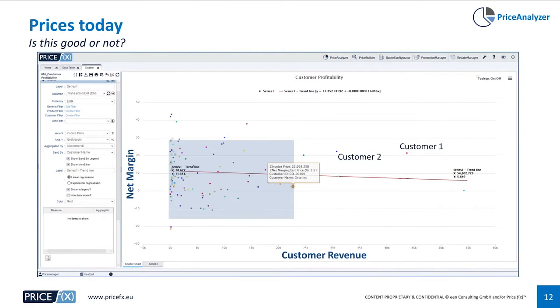You've got customer revenue on this axis, net margin here, and it's all over the map, right? So the question is, is this good or not? Well, you can't tell, right? It's suspicious. It's always suspicious when you've got a big spread of margins with small customers, and that's often what you see. You see this sort of funnel-shaped thing. But you can't tell.